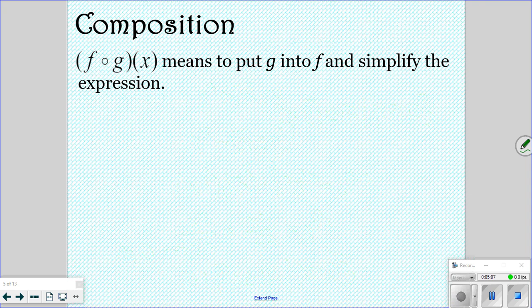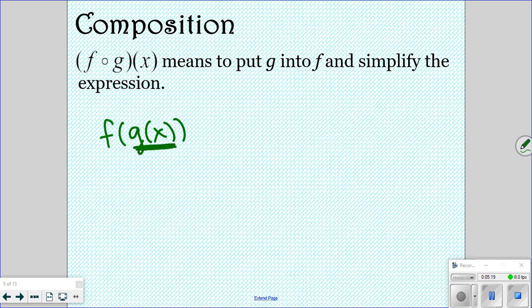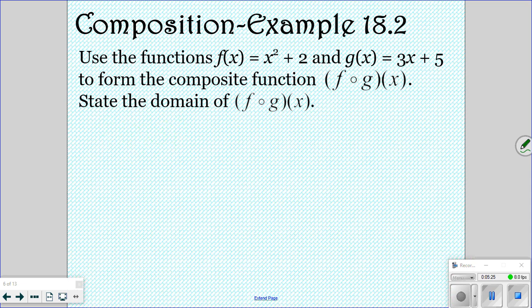Looking at composition, f of g is how you read that. Basically, you can rewrite it as f of g of x, like that. You're going to put this function g into your f function, and then you just simplify it. So we're going to write the composition of f of g of x. I always like to take this and make it into f of g of x.